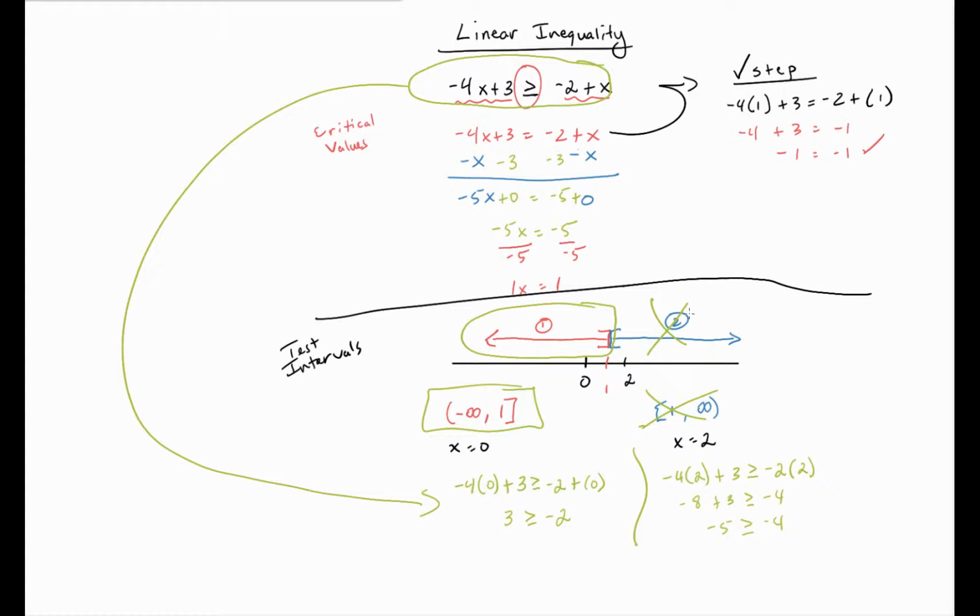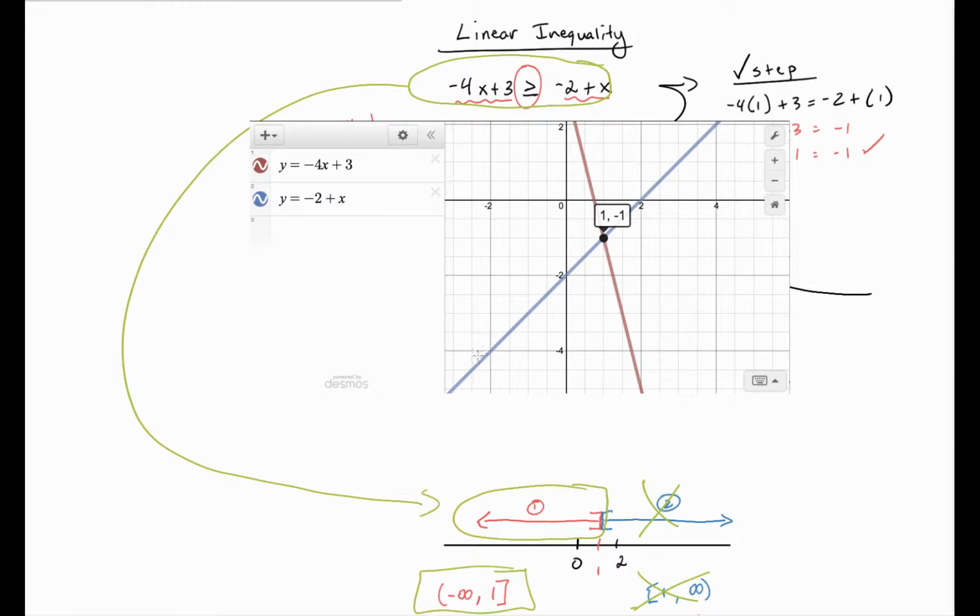And of course I could take a look at the graph, and let's do that now so that we can get a good idea of what this looks like graphically and how we can check our solutions that way as well. Great. So now, looking at the graph, we can clearly see that we did find the correct critical value. These intersect when x is equal to 1.